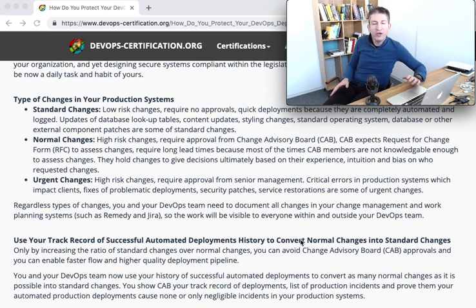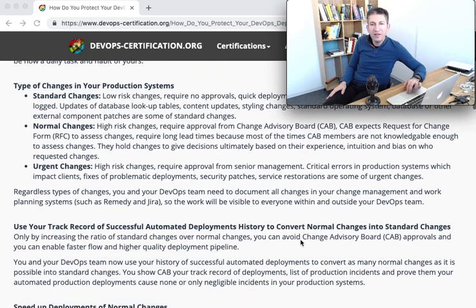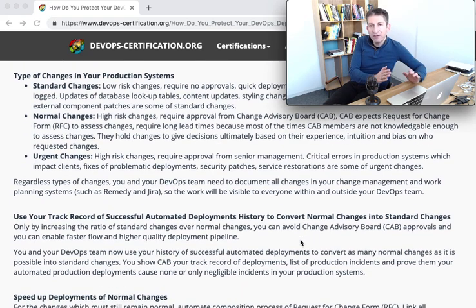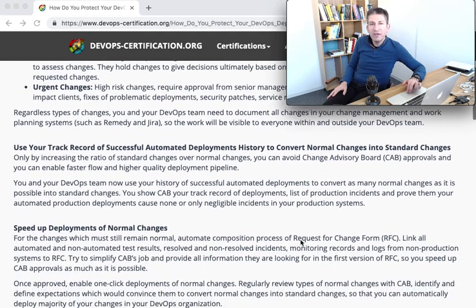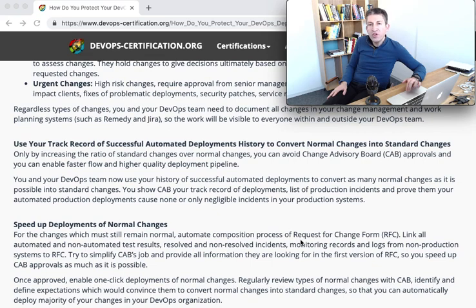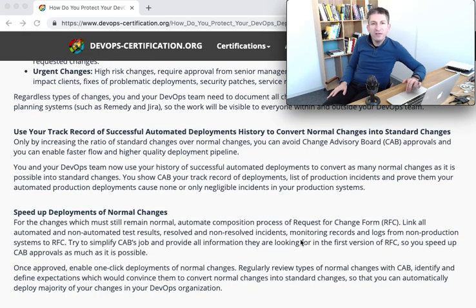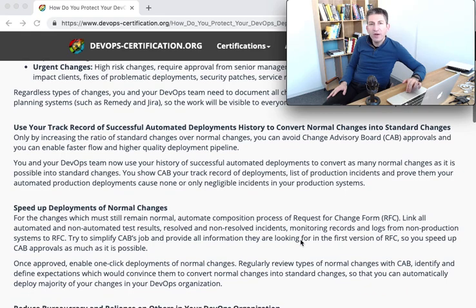And now, okay, Erkan, it sounds fine, but how am I going to do this? The next part of this lesson will give you some tips to explain how you will do so. Okay, first off, use the track record of successful automated deployments history to convert normal changes into standard changes. Only by increasing the ratio of standard changes over normal changes, you can avoid change advisory board approvals, and you can enable faster flow and a higher quality deployment pipeline.